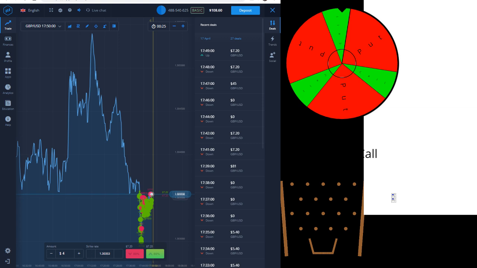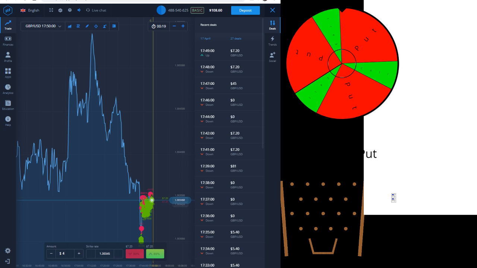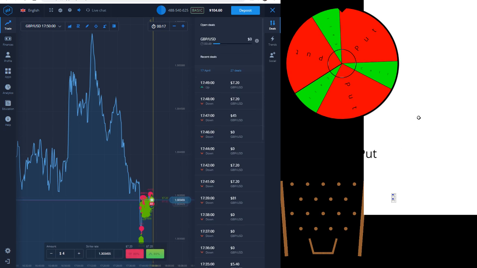So Mr. Wheel was right. Whoa, I like Mr. Wheel. Downwards, and then I think I'm gonna be changing my base amount to be $5 pretty soon.